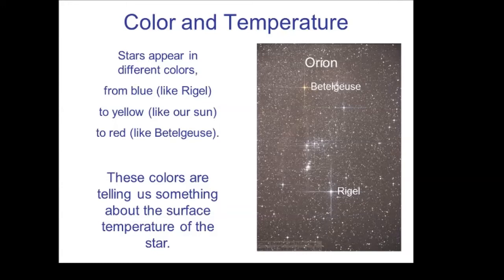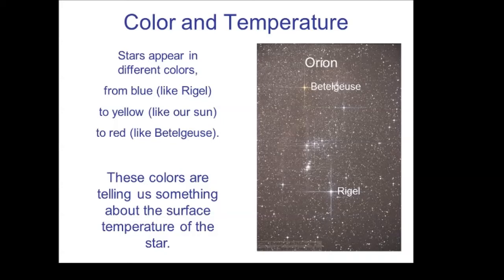This is a size argument. It's due to size completely. Betelgeuse is so huge that if you put Betelgeuse in the solar system, replacing the sun, its surface would go all the way out to about Saturn. It's huge.